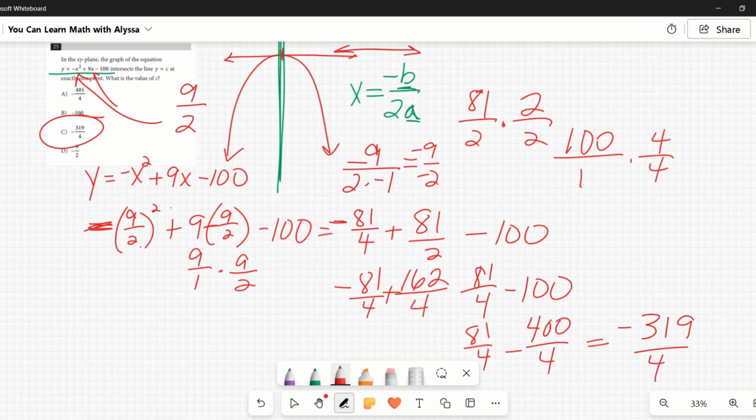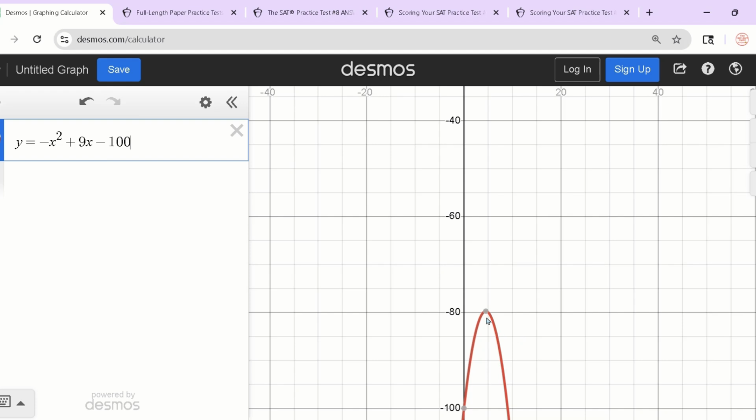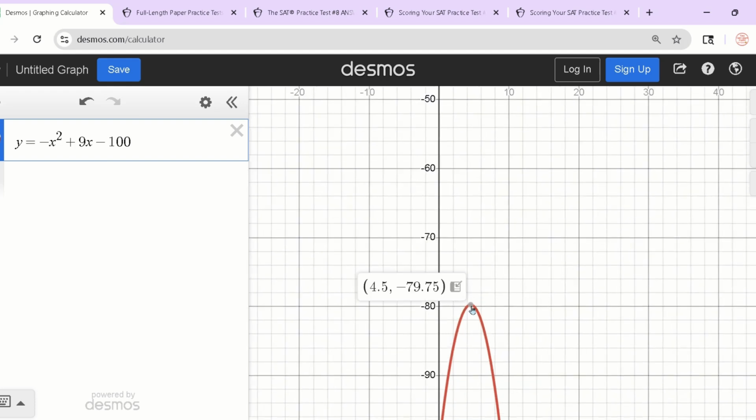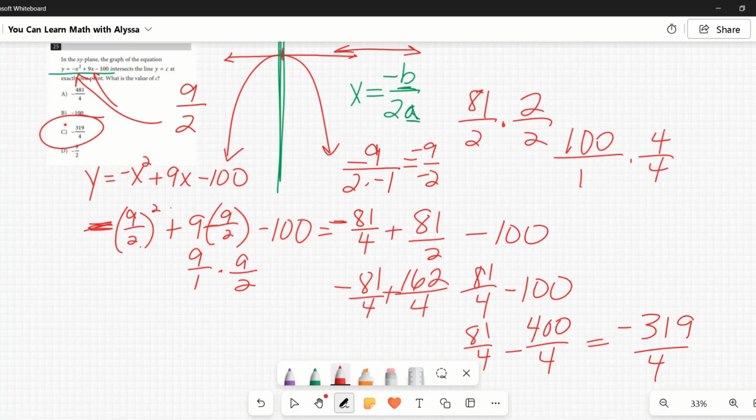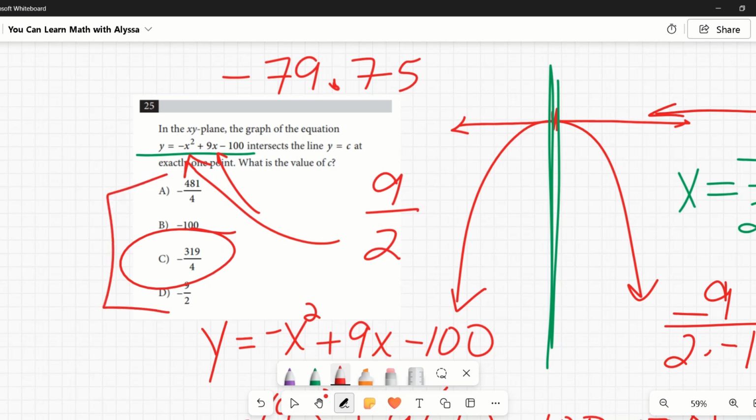So could you do this by graphing? Yes, let's go look at doing it by graphing. Okay, and we're going to have to zoom way out to be able to see it. And there it is. So we go there, and sure enough, there's our y value, negative 79.75. So negative 79.75. We go back over here. If you use the graph, once you have that number, negative 79.75, you just need to determine which of these is equal to that. And when you convert that, you're going to get C.